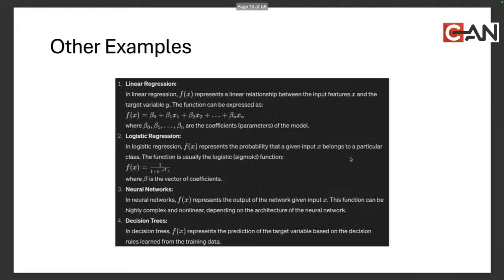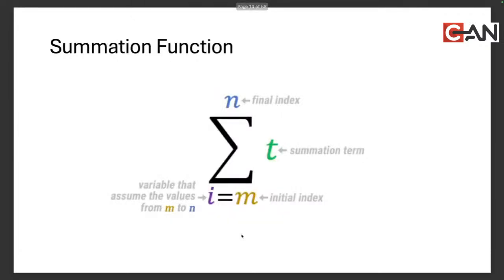I don't think we need this one because we talked about that. This is just emphasizing that all of these are functions. We can represent linear regression as a function here. We can represent logistic regression, that formula we're so familiar with, as a function. We can represent neural networks as f of x, where x represents the multidimensional array of input. We can represent decision trees as f of x.